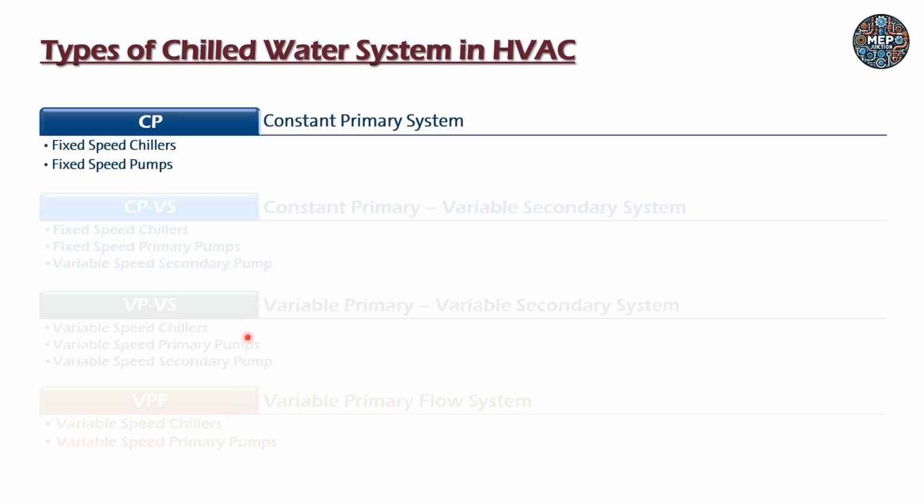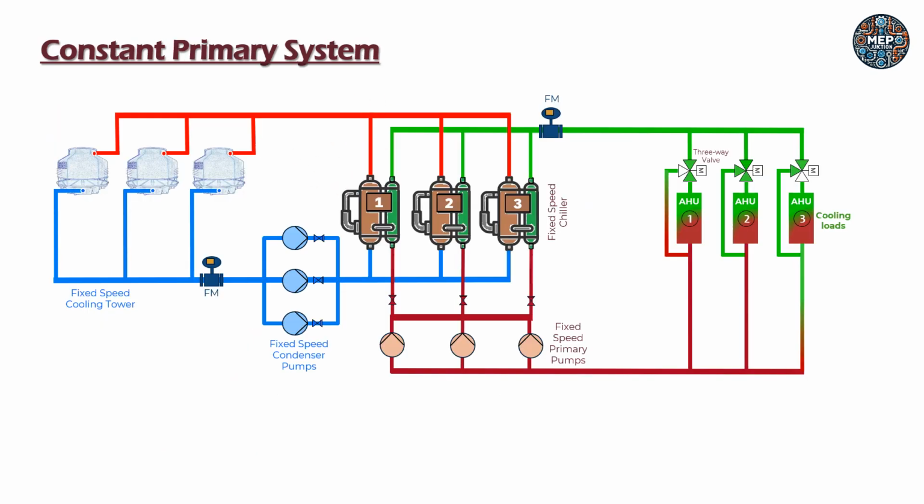Let us have a deep dive into the constant primary chilled water system. The constant primary system is the simplest chilled water distribution scheme and looks like this schematic. This requires fixed speed cooling towers, fixed speed chillers, fixed speed condenser water pumps, fixed speed primary pumps, which are the chilled water circulator pumps, then three-way valves and AHUs, air handling units.